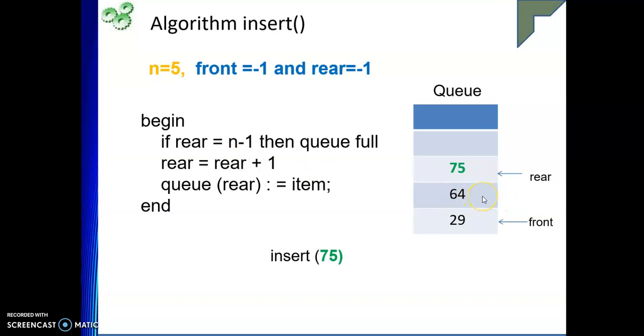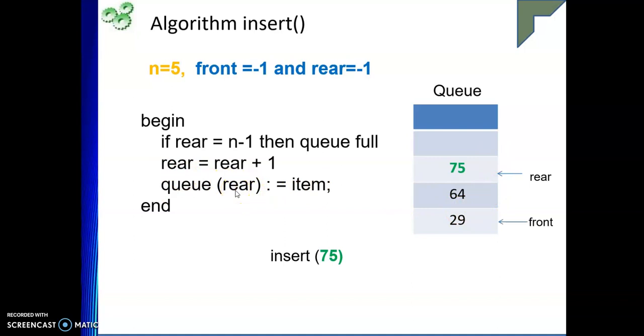Now if you want to insert another element, we still have space. So rear is not equal to n-1, so the queue is not full. So rear becomes rear+1, rear moves here, and we insert 75. It is simple. We have to see whether rear is equal to the size or not. Since we are implementing in C terms, 0, 1, 2, 3, 4, that is why n-1. Then the queue is full. Otherwise we will increment rear and then insert the element into the queue.